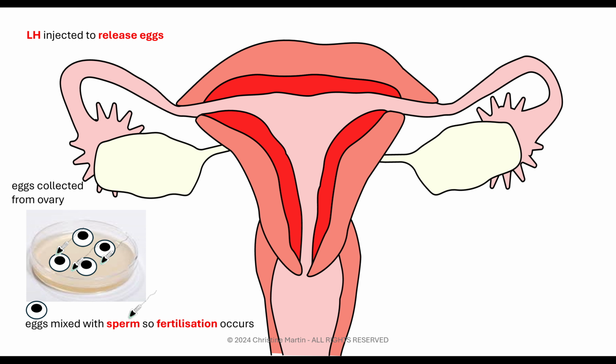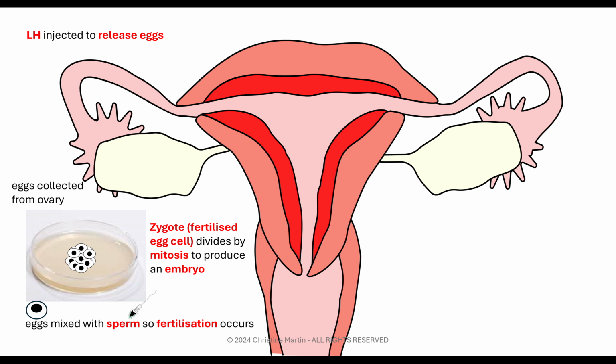Now, what we want to do is create a fertilized egg cell. So for fertilization to occur, we need to mix these eggs with sperm, and that will hopefully result in fertilization. Fertilization will produce a zygote, a fertilized egg cell, when the nuclei fuse together. That zygote will then need to divide by mitosis to produce an embryo, which is a mass of cells.